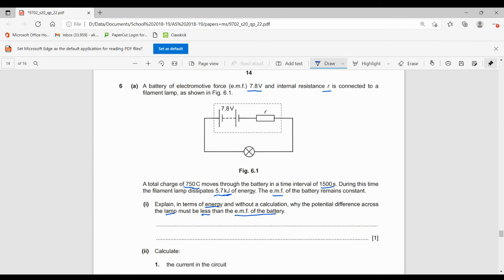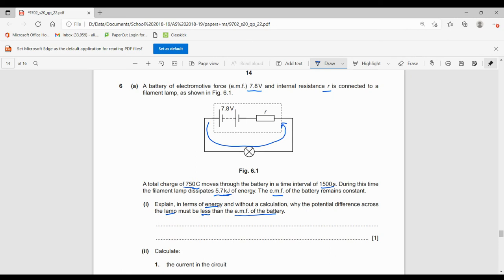There they have given us a source of EMF, which is a battery. Along with that, they have shown its internal resistance R, and the entire thing is in a dotted box, which means that the entire thing, 7.8 volts EMF source plus the resistance R, makes up the complete power supply or the main battery. So whenever there is a flow of current through the circuit, the current has to pass through the internal resistance as well.